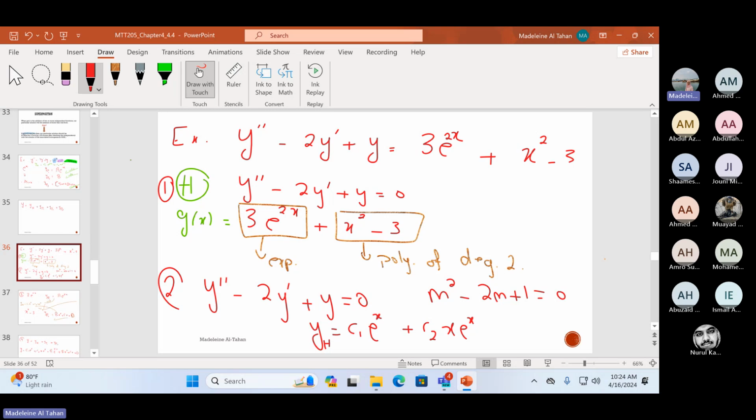Now, where we were: y double prime minus 2y prime plus y. Instead of y double prime, we put m squared. Instead of y prime, we put m, and instead of y, we keep the constant. So m squared minus 2m plus 1 equals 0. Either you solve it using delta or factorize or using the calculator. Using the calculator, you will get m1 equal m2 equal to 1.